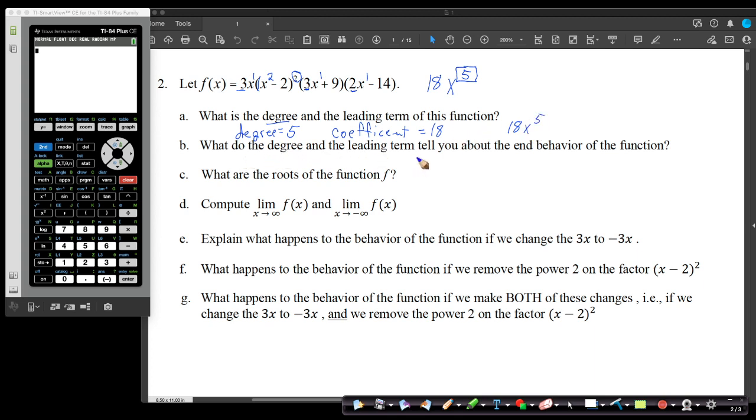What do the degree and the leading term tell you about the end behavior of the function? That is by understanding the various different patterns. There are basically two things we look at. We look at the leading coefficient, whether it's positive or negative, so we're looking for a plus or minus. And then we look at the degree, whether it's even or odd. For this one, we'll focus on the odd, but then I'll also talk about what even might look like.